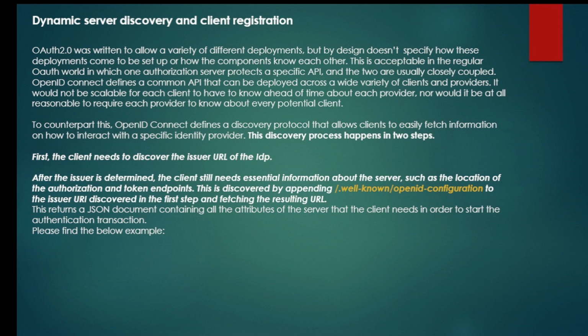Go next. Then you have dynamic server discovery and client registration. OAuth 2.0 was written to allow a variety of different deployments, but by design does not specify how these deployments come to be set up or how the components know each other. This is acceptable in the regular OAuth world, in which one authorization server protects a specific API and the two are usually closely coupled. OpenID Connect defines a common API that can be deployed across a wide variety of clients and providers.